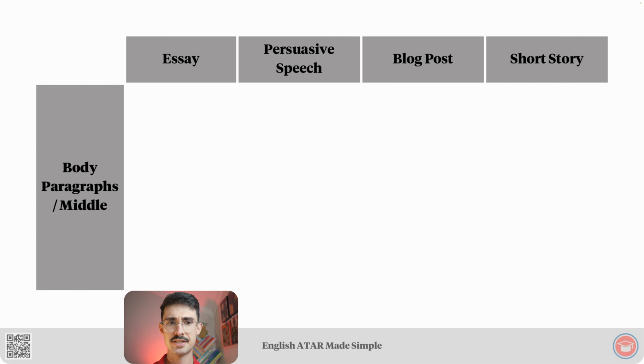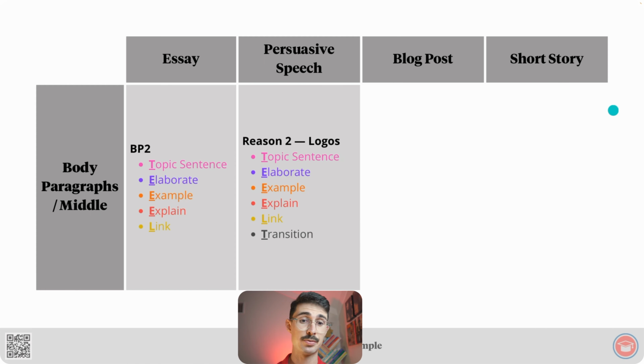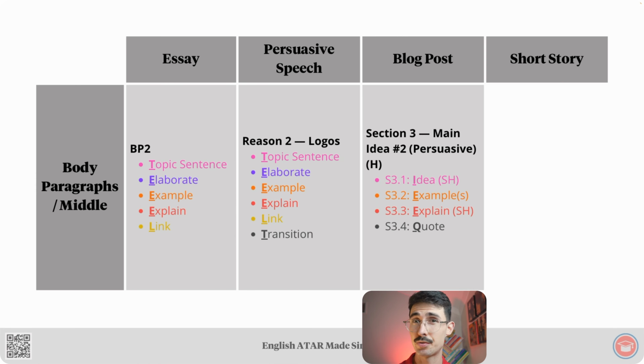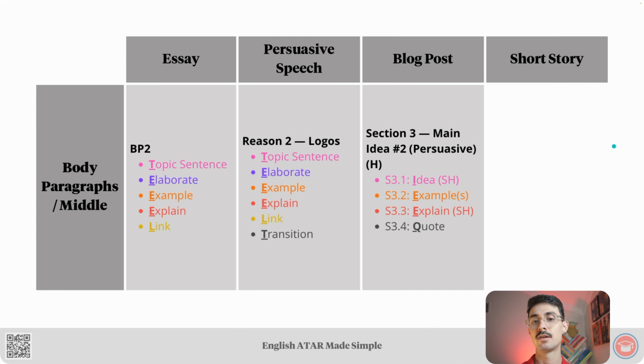Similar situation for an essay. BP2, same thing, teal. Persuasive speech, reason 2, logos, tilt. Blog post, section 3, main idea number 2. The focus is on persuasive language features and it also has a heading. Very similar subsections to the previous section with the addition of the quote. For a short story, we have the rising action consists of the setback.